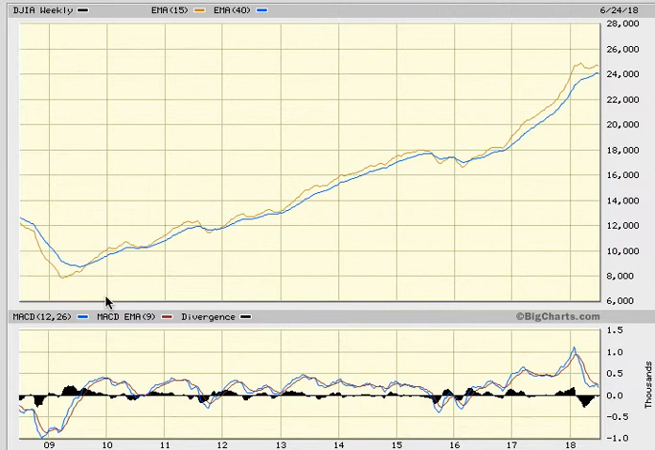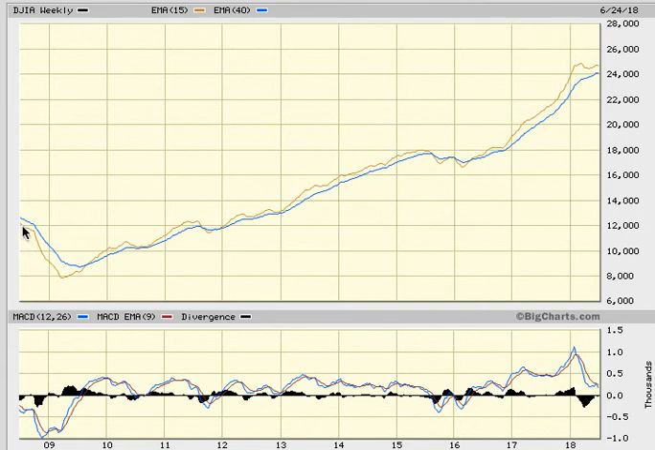Now let me indicate to you on this particular graph, the price is hidden. All I'm focusing in on are those two moving averages, the 15 and the 40. Down here, ignore that. That's our MACD. It's a momentum indicator. I don't want to get into that. What I want to do is focus on the EMAs. You can see here the golden line is the 15-week, the blue is the 40-week.